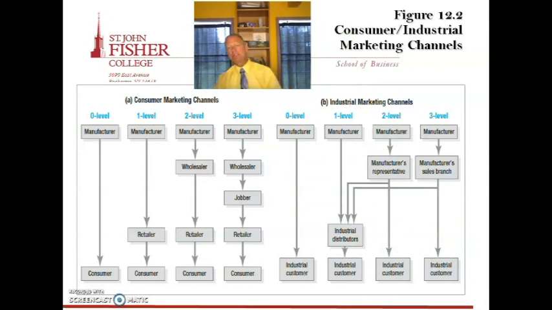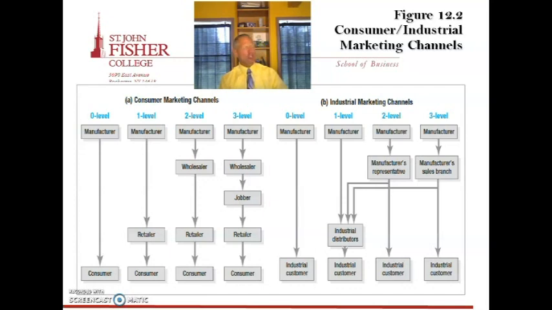So we talked about the consumer marketing channels on the left. You know all about that. Jobber would be the same thing as an agent broker. These are your industrial marketing channels on your right. You can go right from manufacturer to industrial customer. Oftentimes that happens. It can go from manufacturer to an industrial distributor to an industrial customer. Lots of your healthcare things like catheters and many, many healthcare products, as well as healthcare equipment like ultrasound machines, go from manufacturer to industrial distributor.